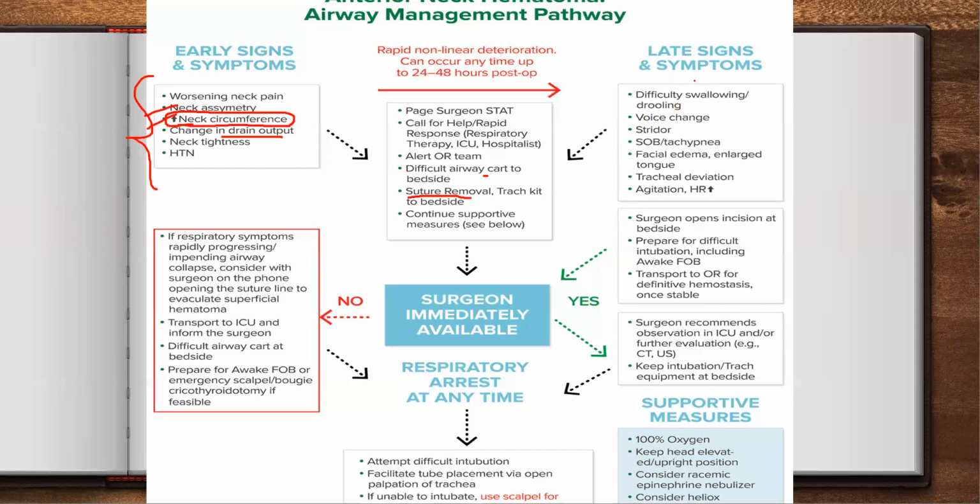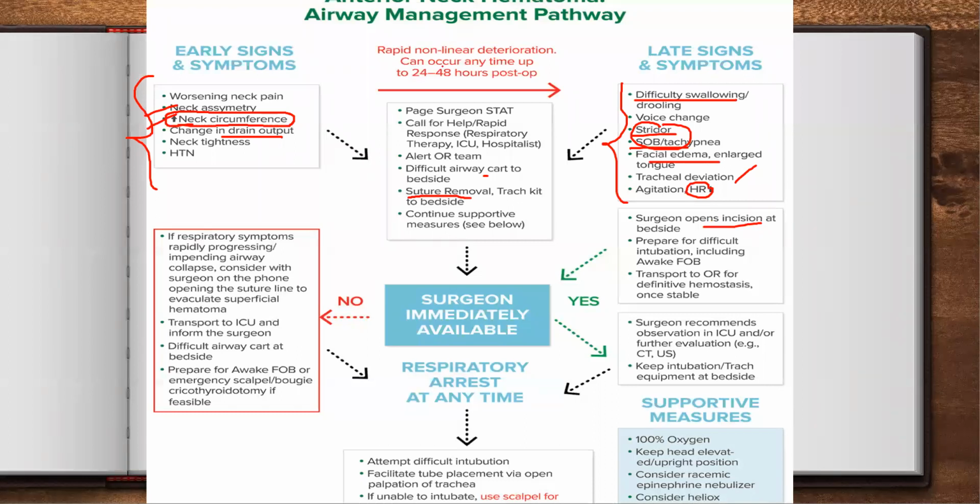Another thing, if you see late signs and symptoms, these are more important, which means that if you see a patient having difficulty swallowing or drooling, having a stridor, shortness of breath, facial edema, increased heart rate, deviated trachea, this means this patient is having impending airway obstruction. The important thing that you need to remember is that whatever happens, if you see these symptoms, like the patient having a stridor, shortness of breath, that patient needs bedside suture removal. Okay, so you have to open the incision at the bedside.